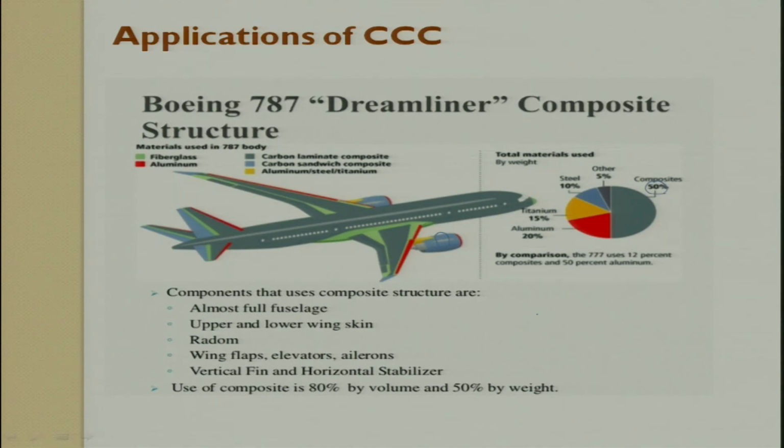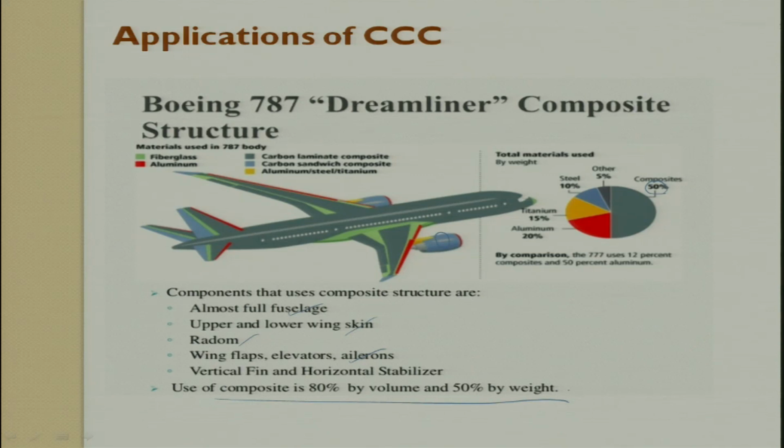So the components that use the composite structure: almost the fuselage is made out of composite. Some are made out of glass fiber also, but now they are replacing it with carbon fiber because of lightweight. Then the upper and the lower wing skin are made out of it. The radome is made out of it. The radome is in the front portion. The wing flap, elevators and the ailerons are made out of it. The vertical fins and the horizontal stabilizer, these are made out of it.